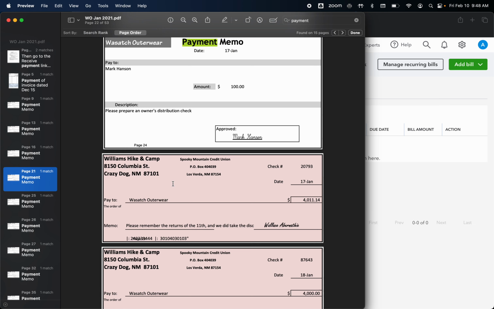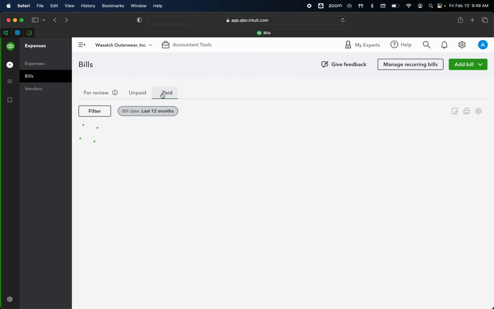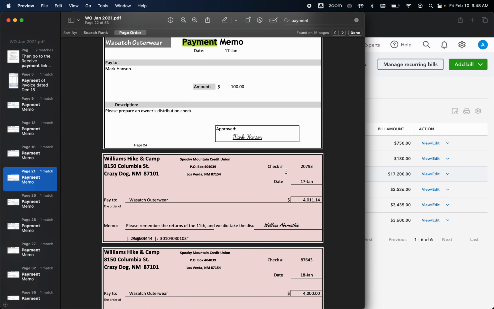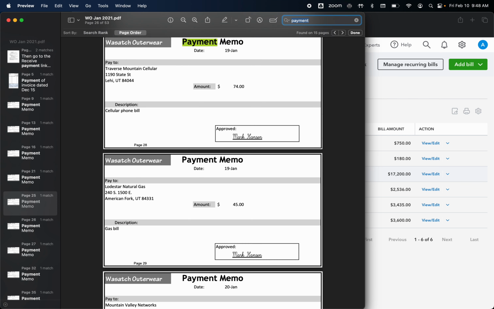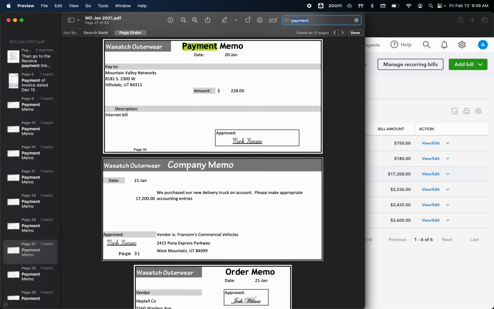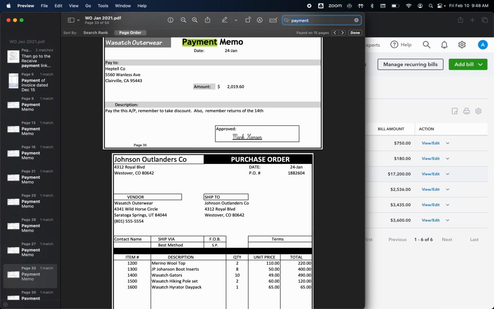So we keep going. Paid 100. That's not inventory. That's not inventory. That's not inventory. That's not inventory. That's inventory.